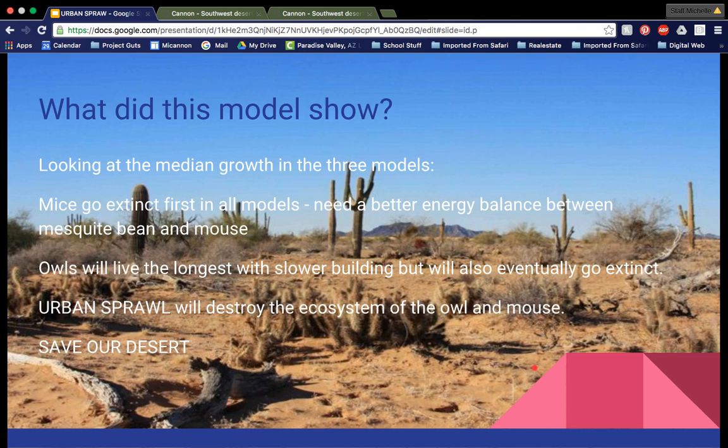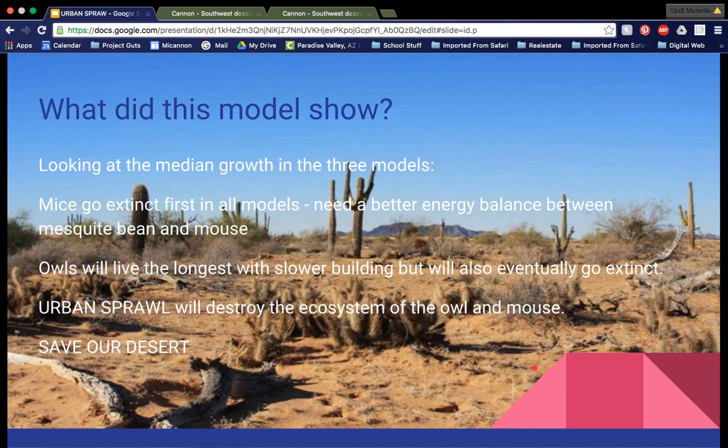So in a nutshell, this model is showing the median growth in 3 different models. When I run any test, I typically like to look at 3 trials of 3 different variables. Not different variables, but a different number of the variables. So in this instance, I looked at different amounts of time that the houses were being built.